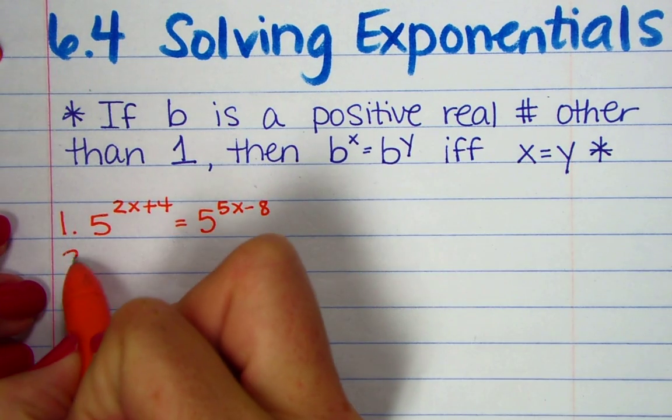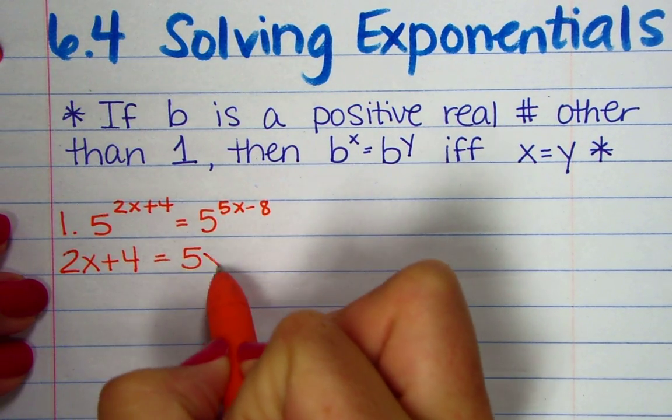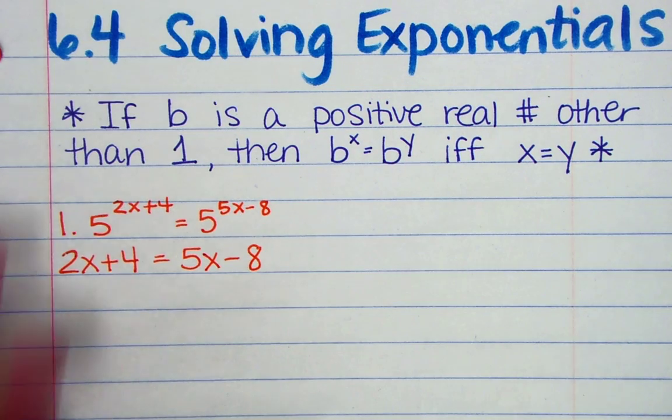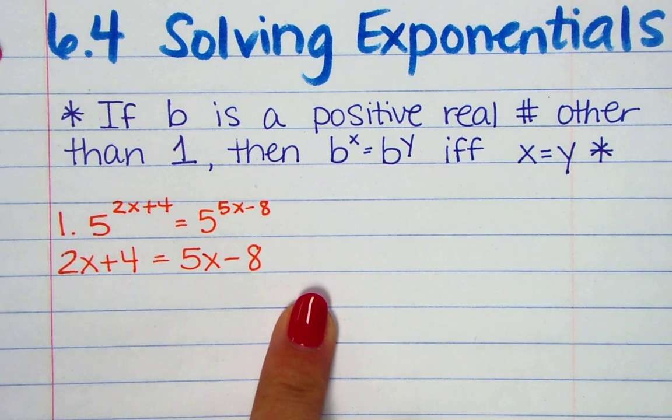So 2x plus 4 equals 5x minus 8. Right? Because we have the same base. Right? It has to be the same for this rule to work. Okay? If they're not the same, I'm going to show you a different way to do it. Okay? But then we'll just go ahead and solve. Okay? So we're solving for x.